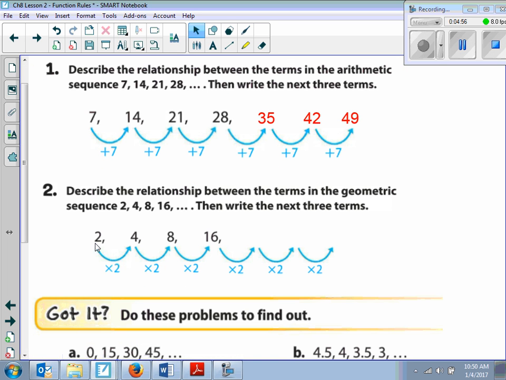It says describe the relationship between the terms in the geometric sequence 2, 4, 8, 16. So from 2 to 4, we multiply times 2. 4 to 8, we multiply times 2. 8 to 16, we multiply times 2. So 16 times 2 gives me 32. And then 32 times 2 gives me 64. And then 64 times 2 gives me 128. Is everybody clear with that?